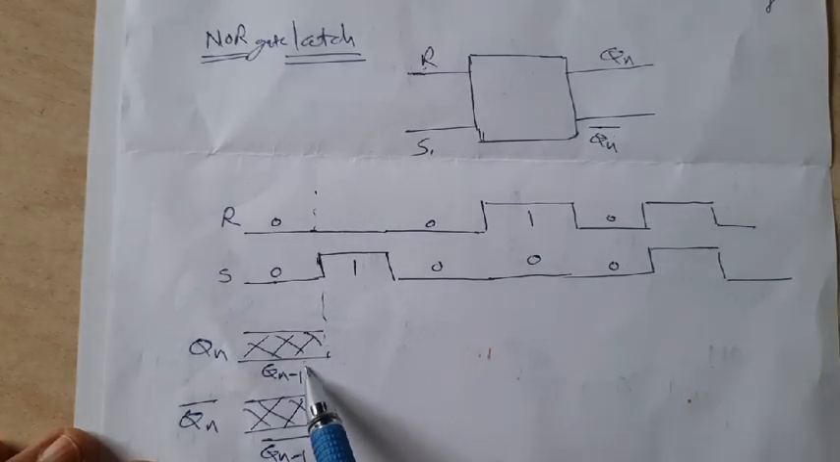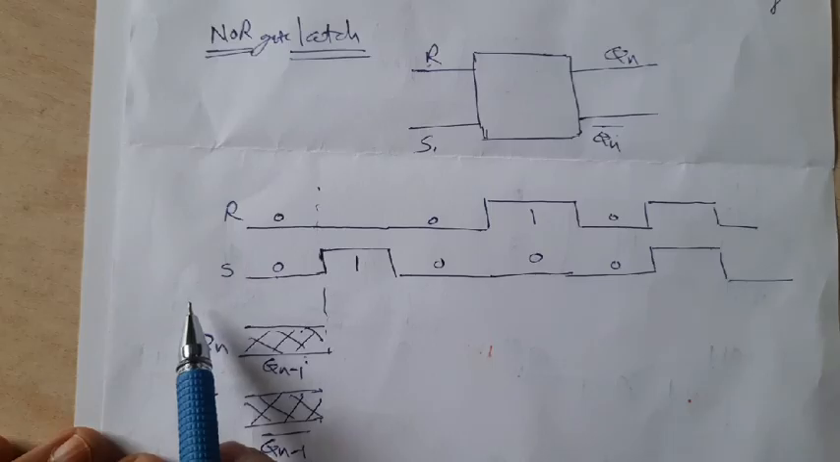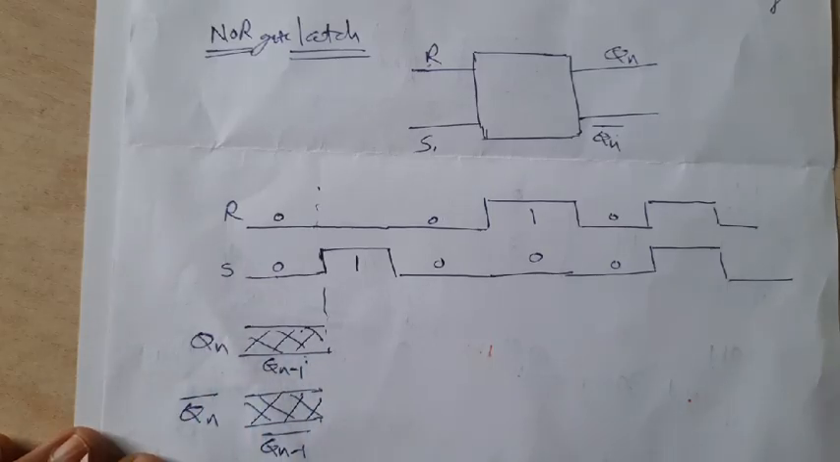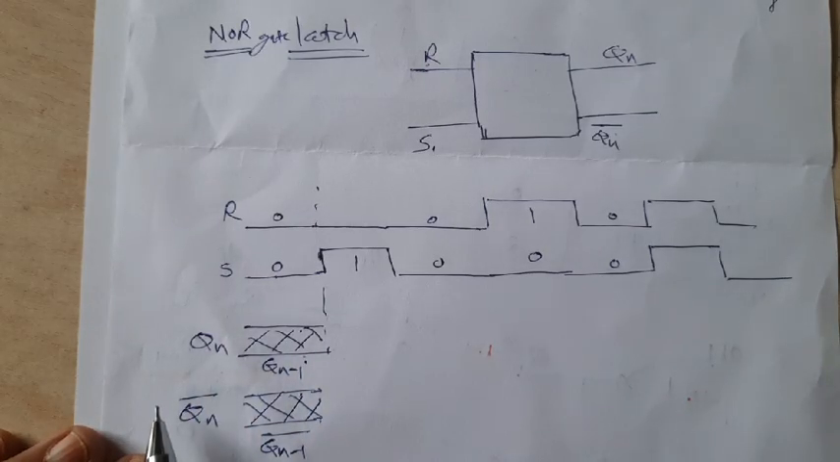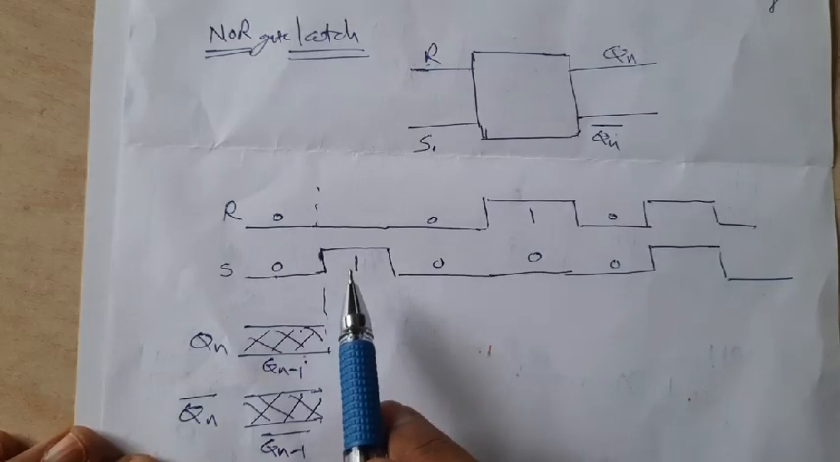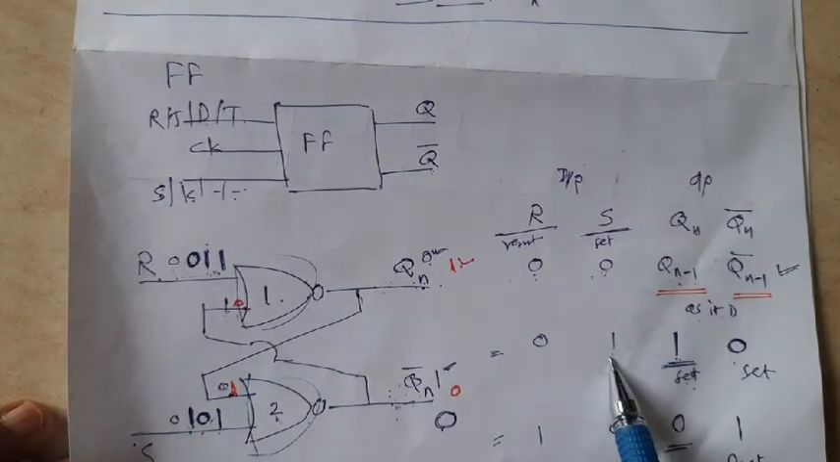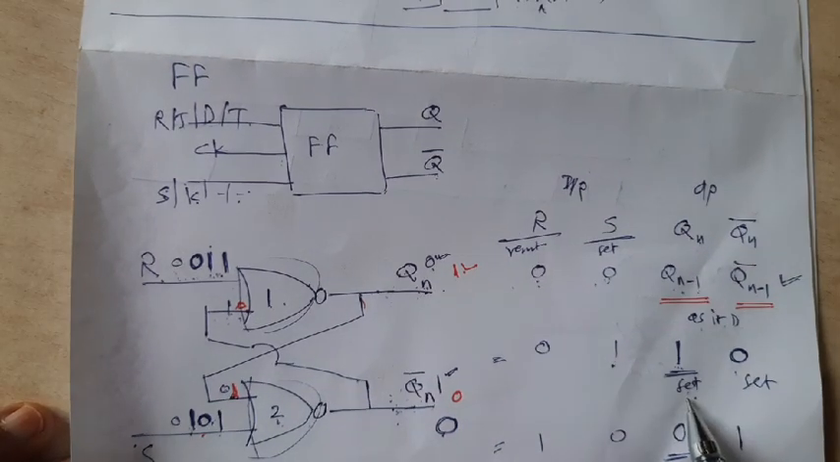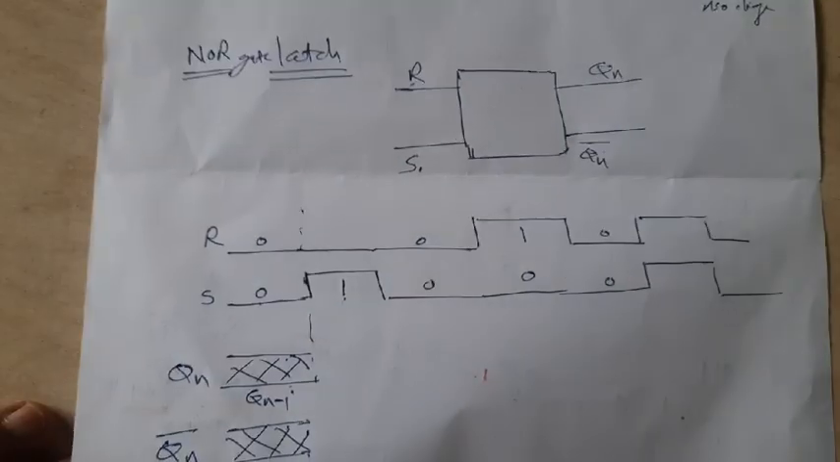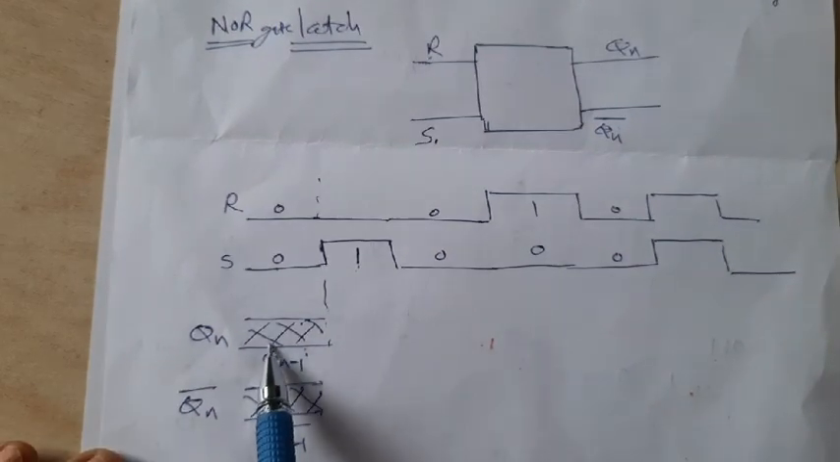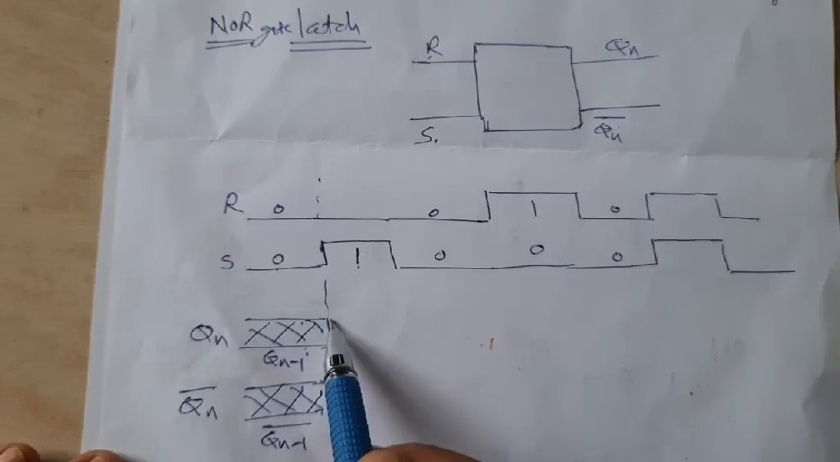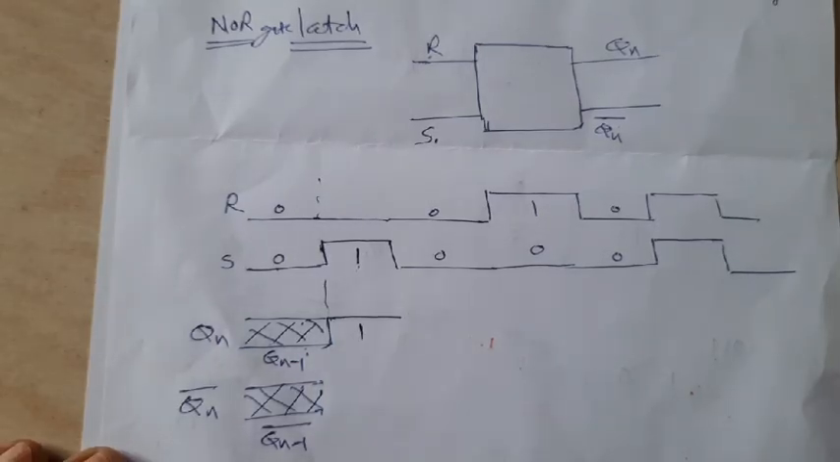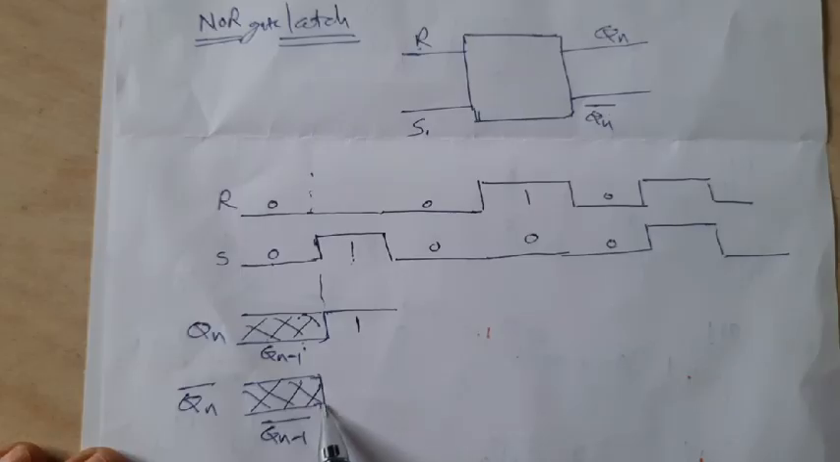Now it may be 0 or 1. We don't know the previous state output, so I am representing it like this. But when S becomes 1, the flip-flop gets set. When S is equal to 1, the output becomes 1 and it is known as the set state of the flip-flop. So irrespective of the previous output, the output changes to 1, correct? And the complement of the output, Qn bar, becomes 0.